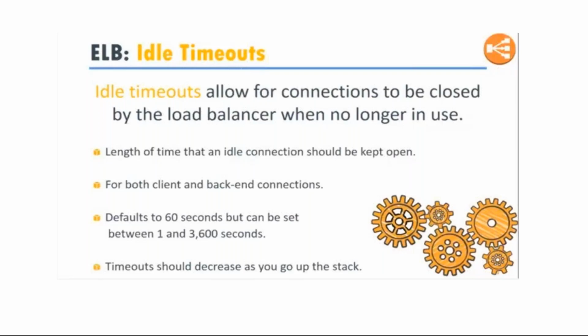It defaults to 60 seconds. So the default timeout is 60 seconds, which means 1 minute, but it can be set between 1 and 3600 seconds. So depending upon our requirement, you can set the timeout. By default it is 60 seconds, 1 minute. Timeout should be decreased as you go up the stack. So depending upon your requirements, when you create an elastic load balancer, you can decrease the timeout.